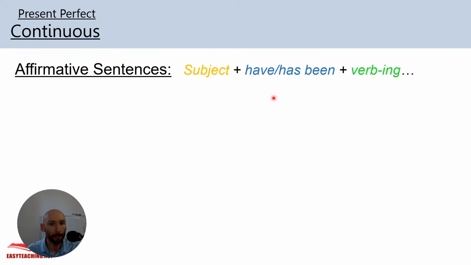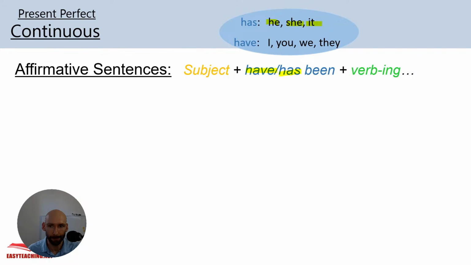Okay, so we use have or has depending on the subject. Let's have a quick look at that. We use has for third person singular. That is he, she, and it. For all of the other subjects, we use have.